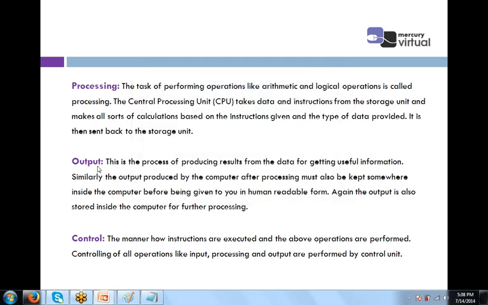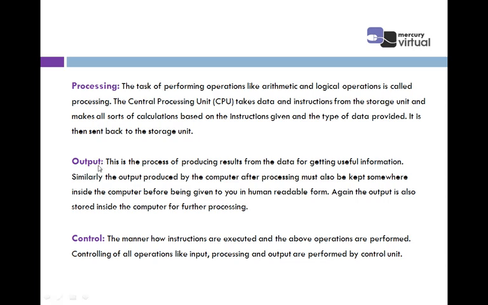Right. Then there is a term output. Output is basically the process of producing results from the data for getting useful information. Useful information means finished product. Means output is basically a finished product that comes after processing. Similarly, the output produced by the computer after processing must also be kept somewhere inside the computer before being given to you in human readable form.